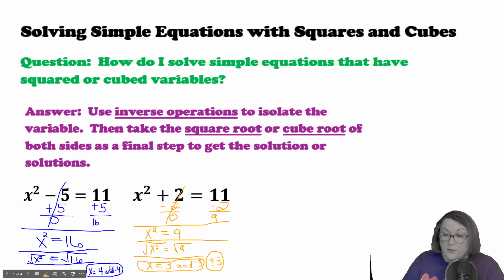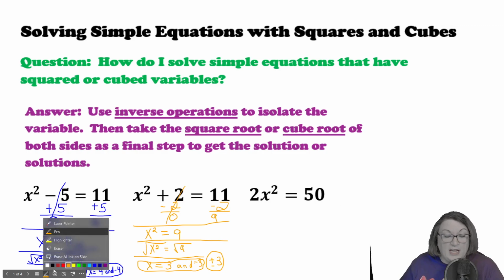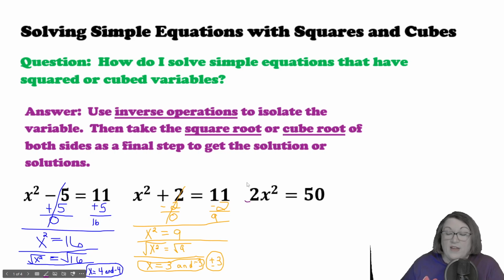All right, let's do another one. This time there's multiplication going on in our equation. 2 times x squared. So again, pretend the x squared is not squared and it's just 2x, right? 2x equals 50. Well, what are we going to do to get rid of that 2 that's being multiplied times x? We're going to do the opposite, which is divide. So we're going to divide by the same number, 2, on both sides of the equation.